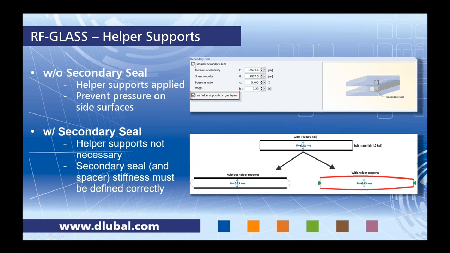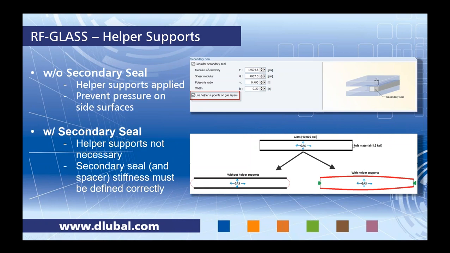So if I had this option unchecked, there is the use helper supports on gas layers. That's now grayed out in the program. So what exactly are these helper supports, since there's not much information in the add-on module itself? Well, when I have the secondary seal unchecked, meaning there's nothing there, these helper supports will be applied in our glass surface. Taking a look at this picture down here, glass panels are pretty stiff, maybe around 10,000 KSI.